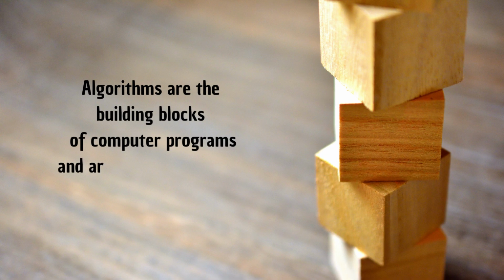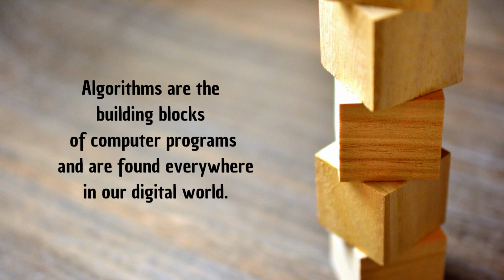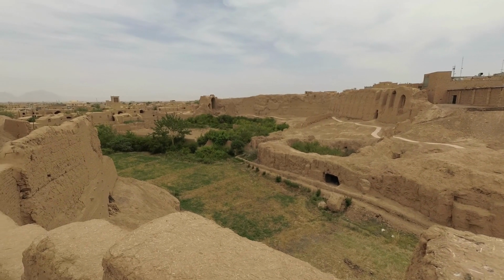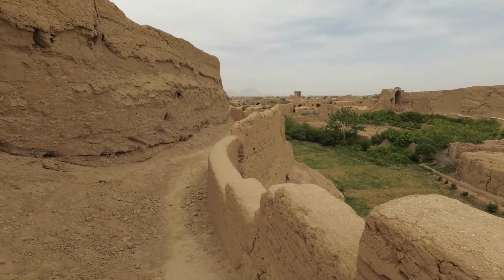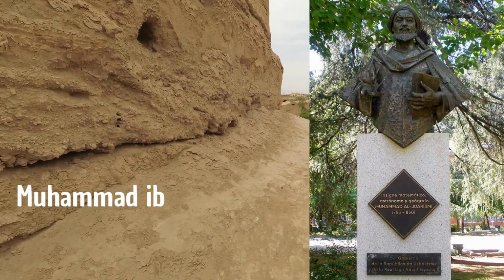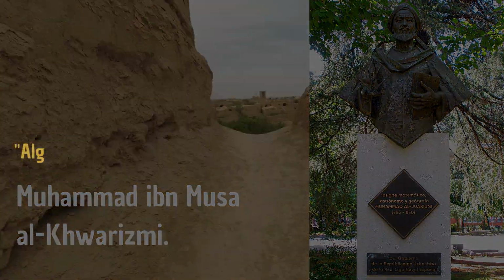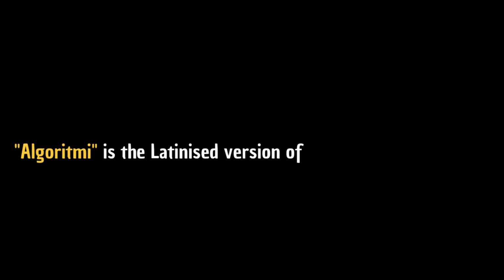Algorithms are the building blocks of computer programs and are found everywhere in our digital world. An algorithm is a word that actually dates back 900 years. There was a great Persian mathematician. His name was Muhammad ibn Musa al-Khwarizmi. Algorithmi is the Latinized version of his name al-Khwarizmi. It had become an English word by the 13th century. This is how the word algorithm originated.